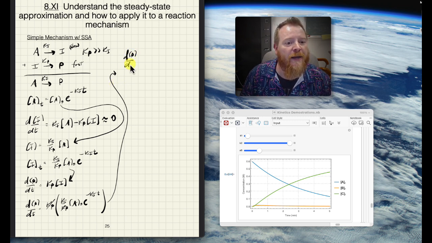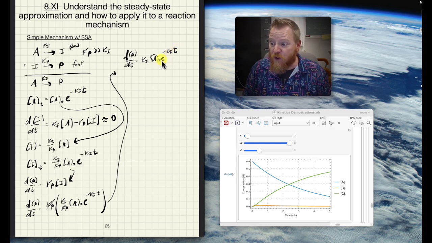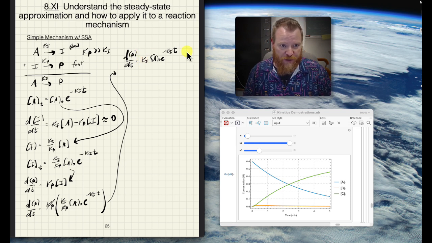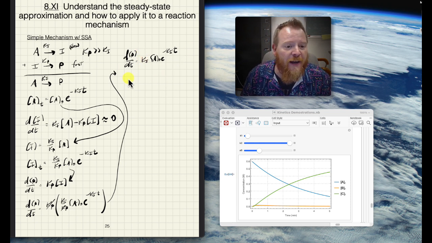dP/dt equals k_i A_initial e^(-k_i t). So we still have to integrate this. I still have to push dt over to the other side and integrate. So let's just show that step.